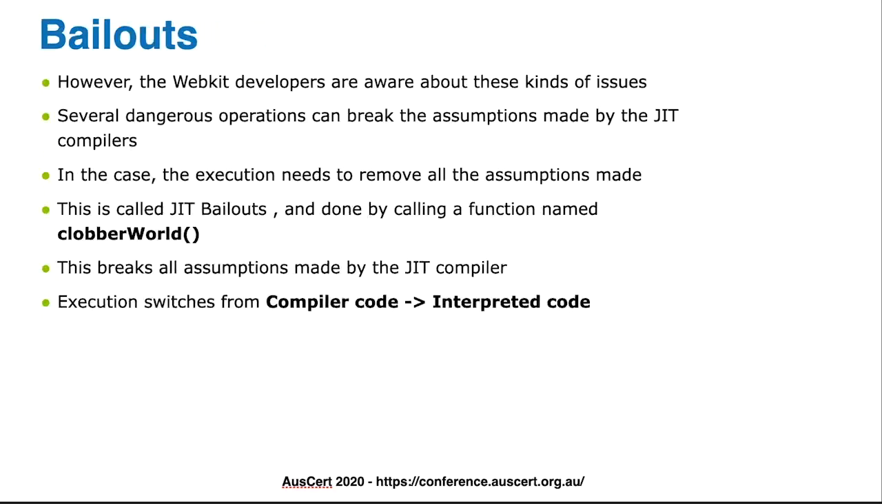This kind of an effect is called a side effect, because it's a side effect of optimizing the code. However, the WebKit developers are aware about these kind of issues, and they can break these assumptions using several operations, right? So, assuming certain things are valid, or some things happen which are not expected, the JavaScript developers have written code that will break the assumptions and throw it back to tier 1. Okay. So for example, if there's a dangerous operation which is happening, the execution will remove all the assumptions made, and it will cause something called a bailout.